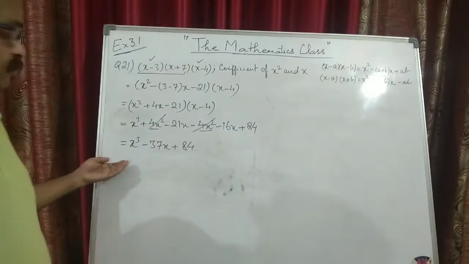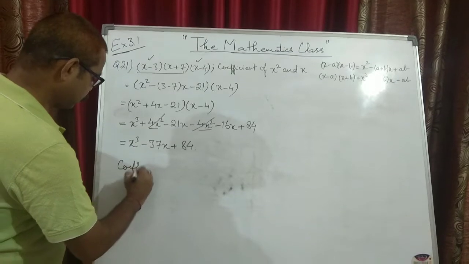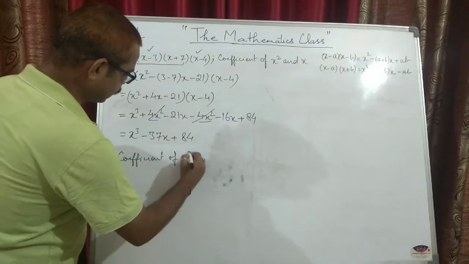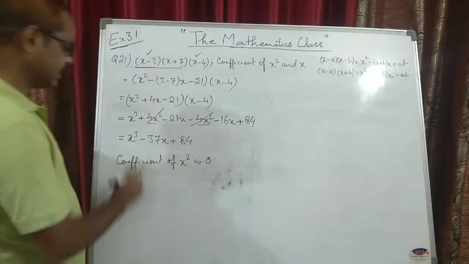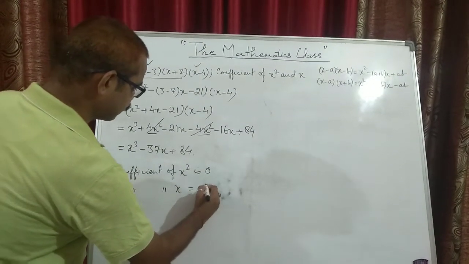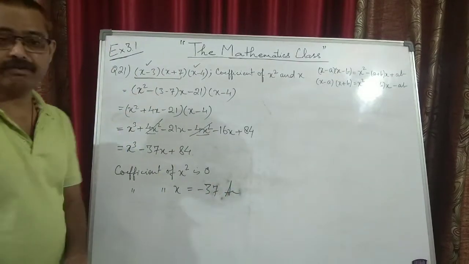So what is the coefficient of x square? You can see x square is not present. It means the coefficient of x square is 0. At the same time, coefficient of x is minus 37. This is the final value.